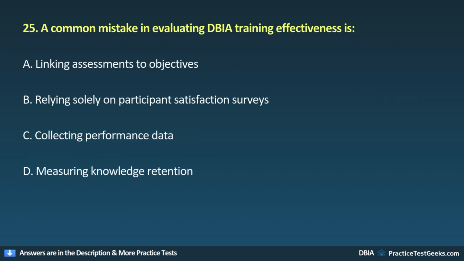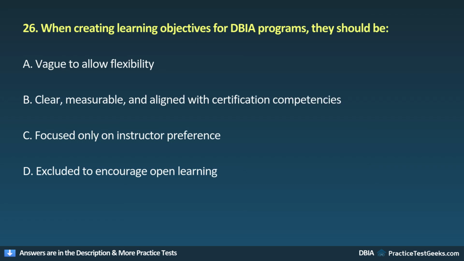25. A common mistake in evaluating DBIA training effectiveness is A. Linking assessments to objectives. B. Relying solely on participant satisfaction surveys. C. Collecting performance data. D. Measuring knowledge retention.